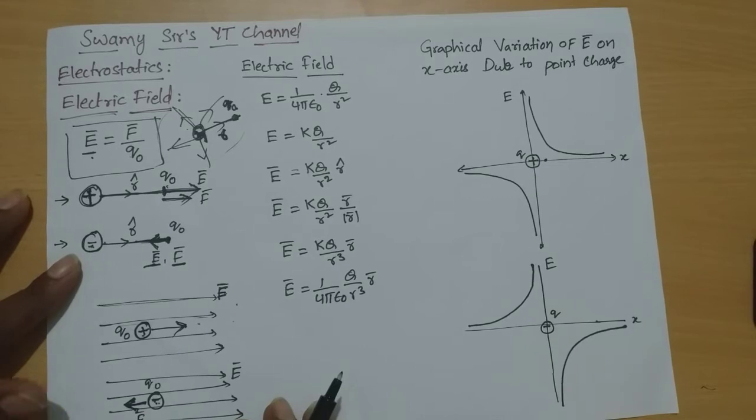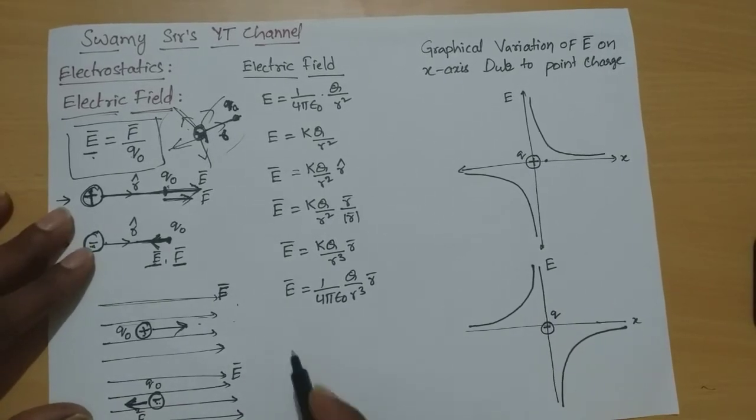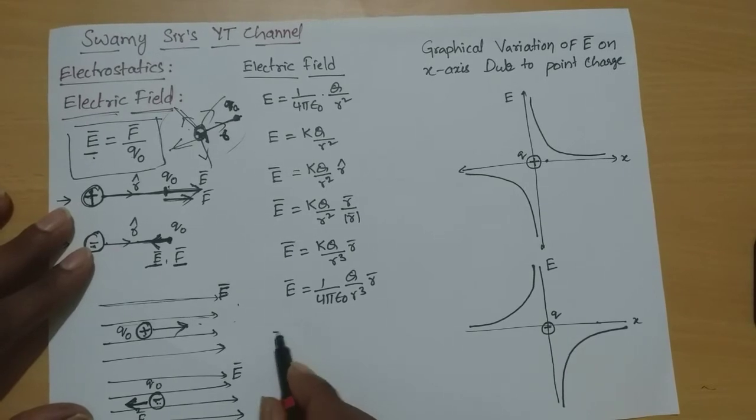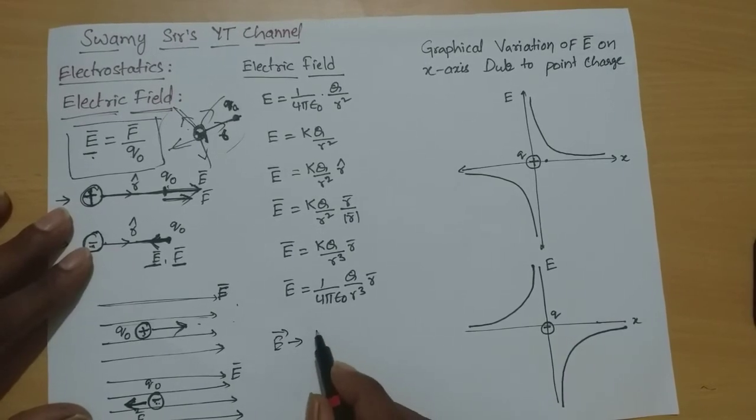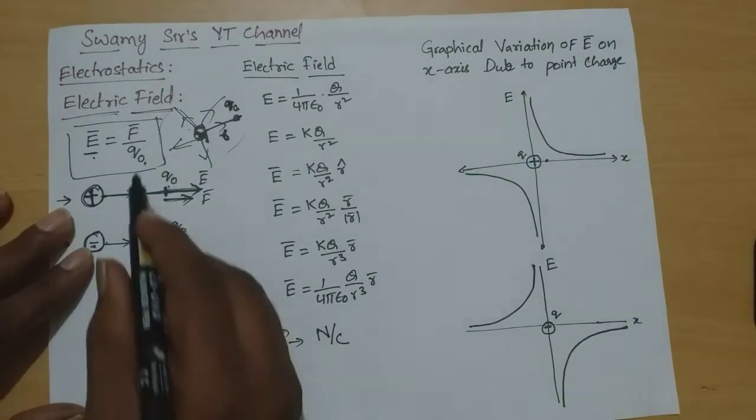Remember this. And next, the electric field is a vector quantity. Already I said the units of the electric field. What are the units? Remember, the units are Newton per coulomb. Here it is force per charge. So the force unit is Newton, and the charge unit is coulomb.